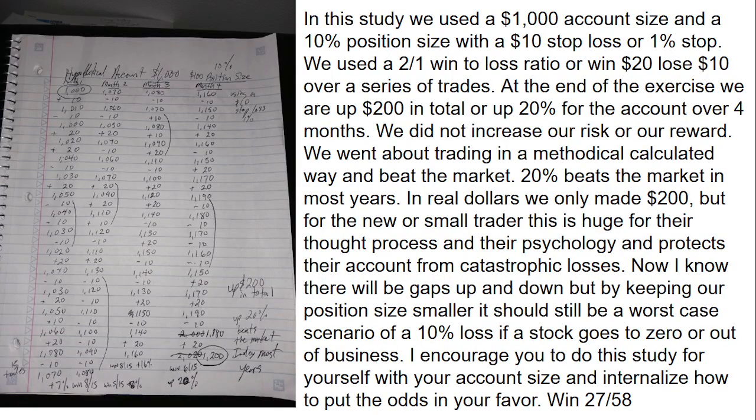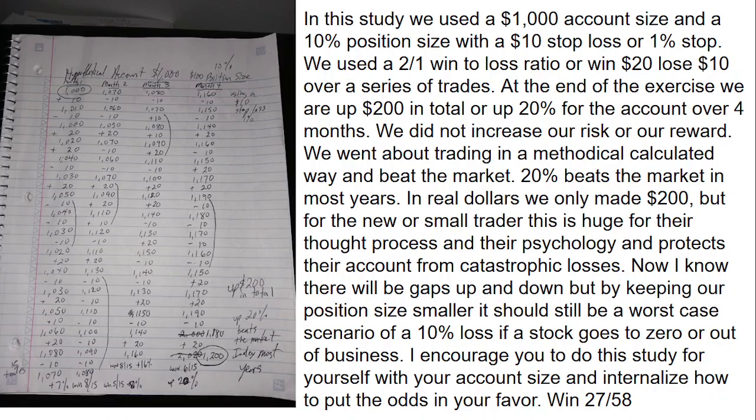So here's a little exercise that I put together on paper in writing. Didn't take anything fancy, just a pen and some paper. In this study, we used a $1,000 account size and a 10% position size, right? So $100 position size with a $10 stop loss or a 1% stop. We used a 2 to 1 win to loss ratio, or win 20, lose 10 over a series of trades.